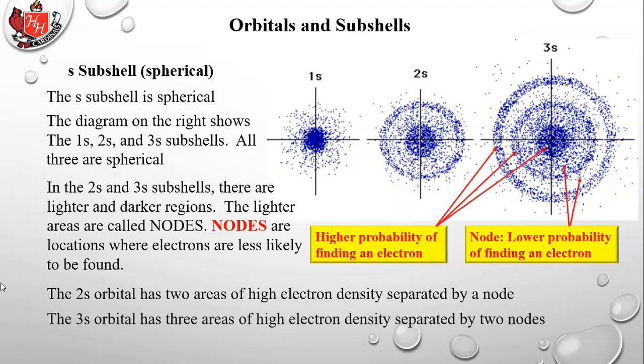The 3s orbital has 3 areas of high electron density. You can see those in the diagram. And it's separated by 2 nodes. One node is a little bit darker than the other, but nonetheless it's considered a node. Alright, so again, that's all you have to understand. The darker areas are the higher probabilities of electron density, and the lighter areas are the lower probability of electron density. That's all you need to know about Schrodinger's equation.